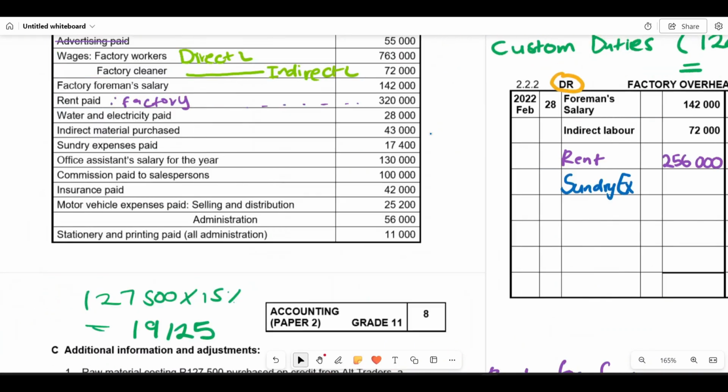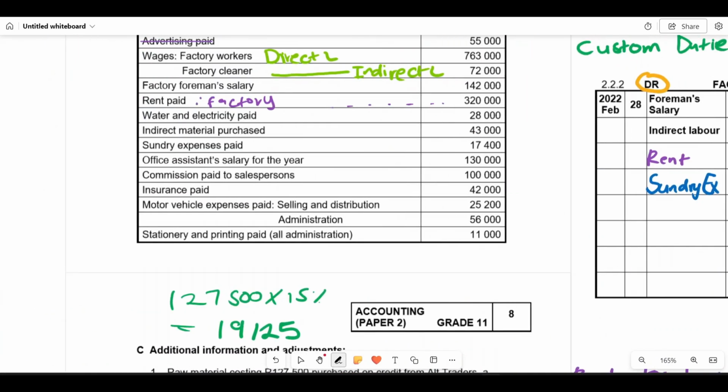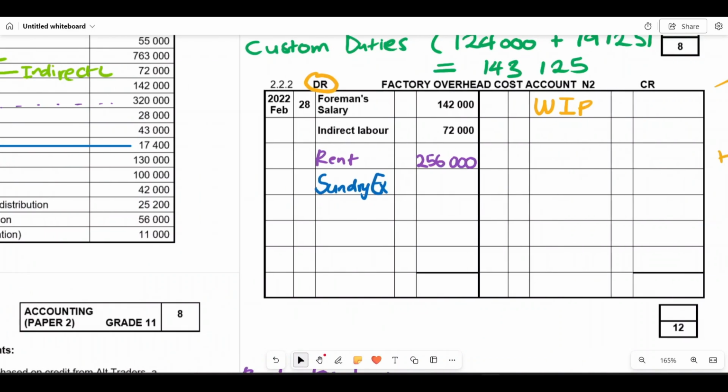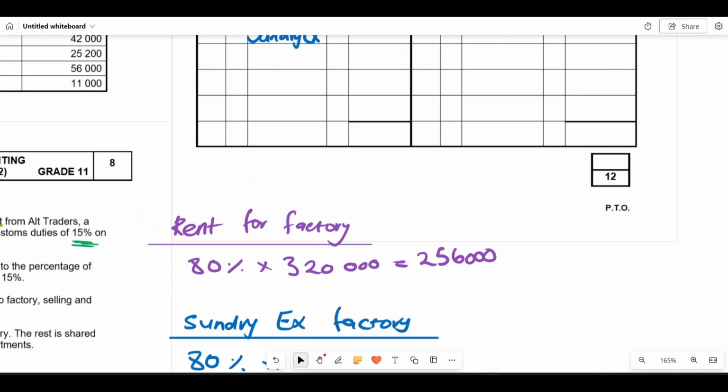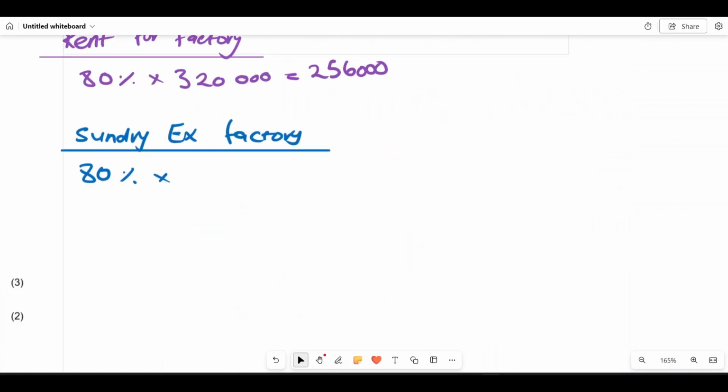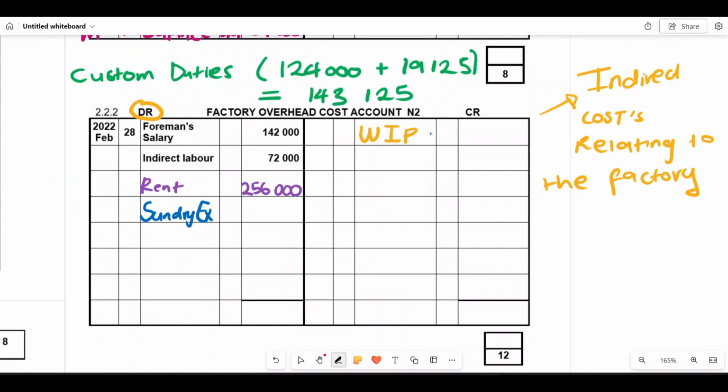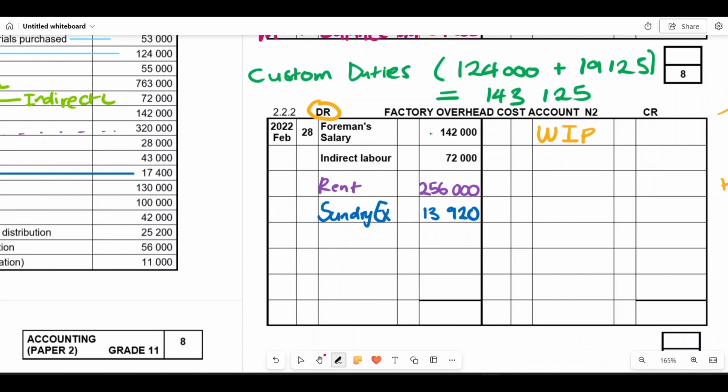Now let me look for my sundry expenses here. So these are my sundry expenses paid, which amount to 17,400. And as a result, punching this into your calculator, sundry expenses portion allocated to the factory should amount to 13,920. Now remember, these workings, you must show them on your answer sheet, right? So now let me look for other costs.